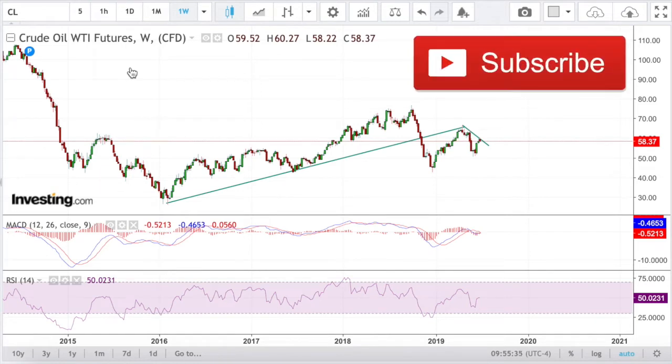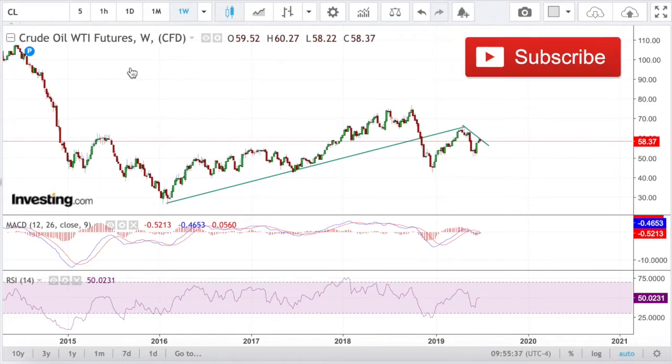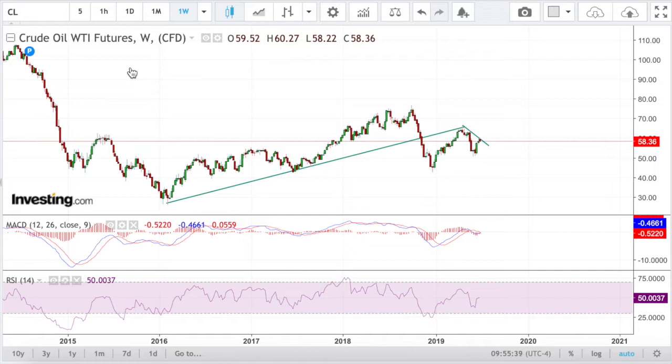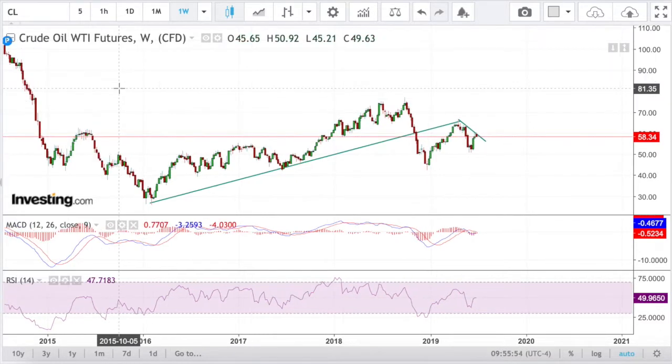Hi ladies and gentlemen, this is Game of Trades and this is going to be a technical analysis of crude oil WTI futures. It's been a while since I've taken a look at the longer term charts in crude oil, so that's what I'm going to do today, and then I'm going to jump into the daily charts to see what's going on over there.